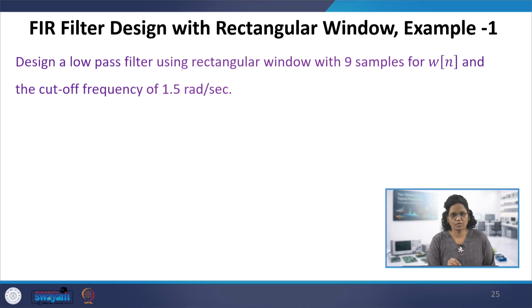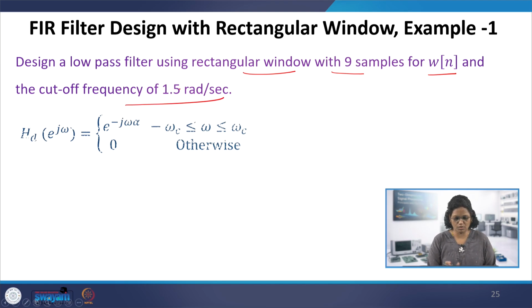For the case of low pass filter design, this can also be a high pass filter, or for the given specification. For low pass filter design, you use the rectangular window and 9 samples, which we had taken in the discussion to start with. So, the window W of n has 9 samples, that means N equal to 9, so samples 0 to 8 would be there in W of n, and the cutoff frequency is 1.5 radians per second. This depends on the filter characteristics, or what frequency needs to be kept in the output or removed, so this can be fixed. For the case of 1.5 radians per second, let us see the low pass filter design.